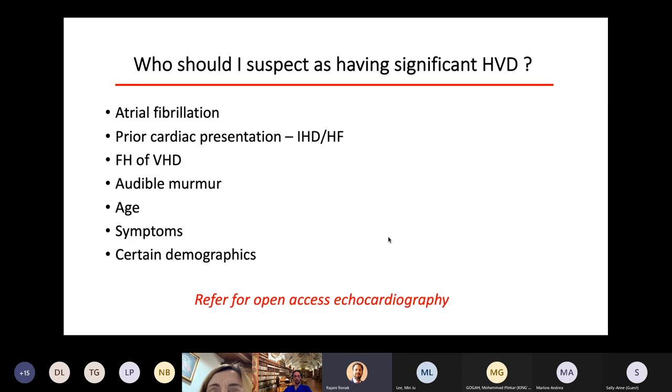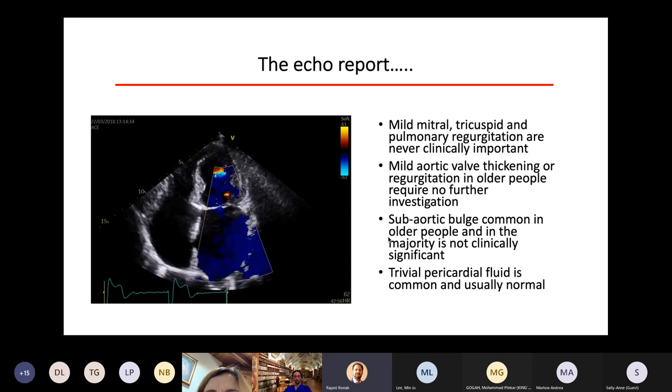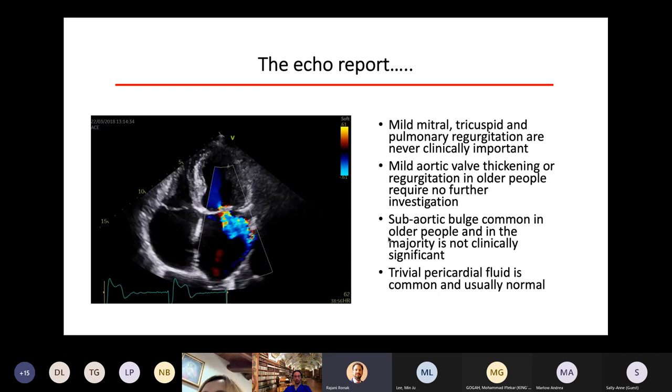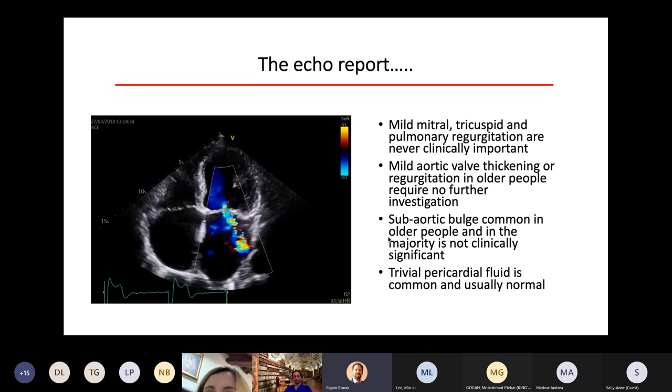Prior cardiac presentation, heart failure, ischemic heart disease, family history of valvular heart disease, an audible murmur, increasing age, the symptoms that I've displayed, and also certain demographics. Now, Alexandros is going to talk a little bit more about echocardiography and the echo report.